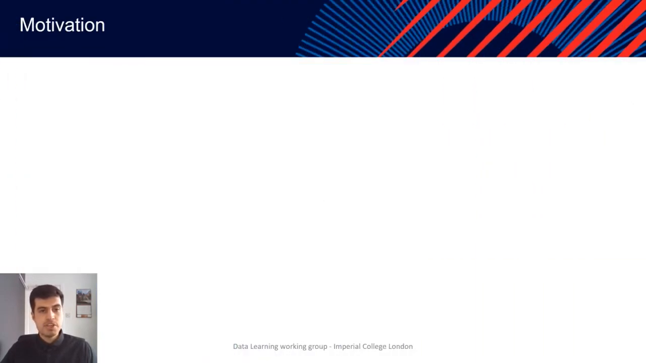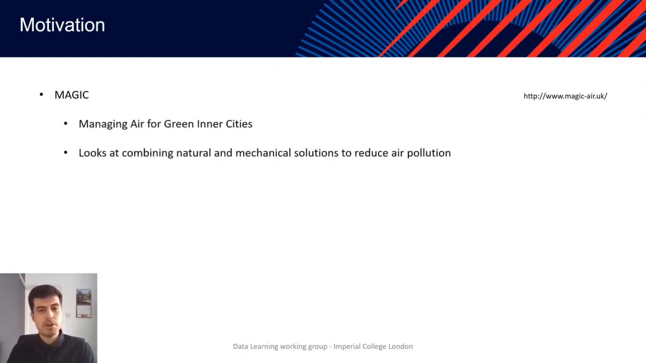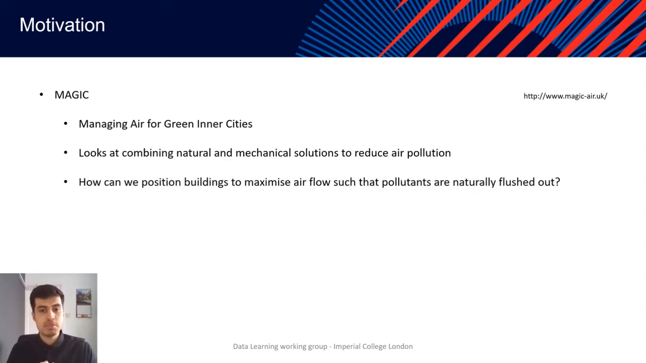So in terms of motivation, we'll begin by looking at MAGIC. MAGIC stands for Managing Air for Green Inner Cities. It's a project that looks at combining natural and mechanical solutions to attempt to reduce air pollution in urban cities. One of their areas of research is to look at the positioning of buildings within a city and see how best to place them to maximise flow such that pollutant particles are naturally flushed out. Air pollution has tremendous implications for things such as human health, which is why projects like MAGIC are so important.